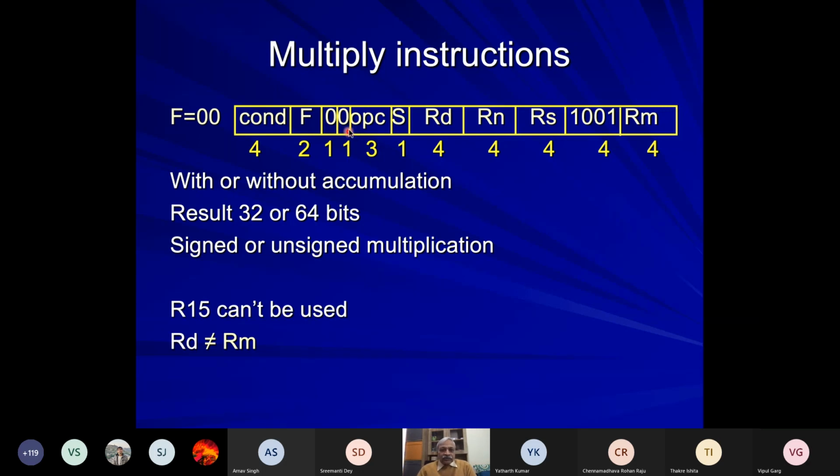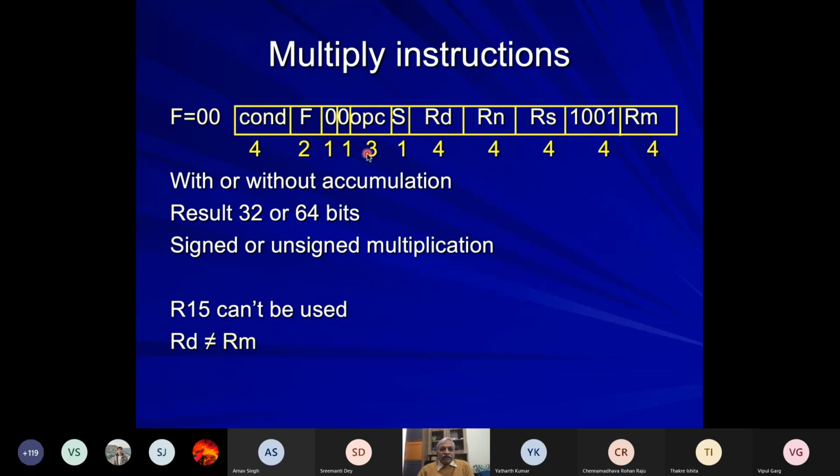So now here in this part, remember that for DP instruction, this field was the I field, but here it is always 0. The next bit is always 0, and these 3 bits specify one of the possible variants.